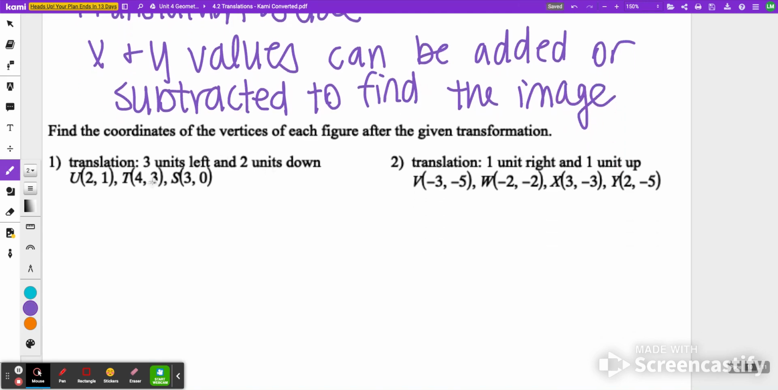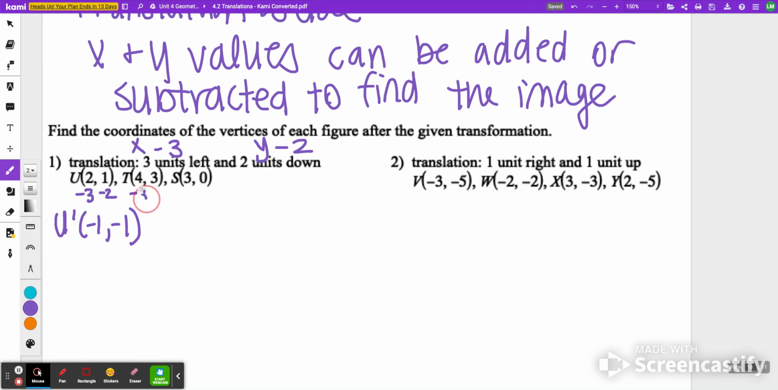Find the coordinates of the vertices if you use the following transformation. 3 units to the left means -3 for your x's, and 2 units down means -2 from your y's. So I would take u and I would do -3, -2. 2 minus 3 is -1, and 1 minus 2 is -1. So u prime is -1, -1.